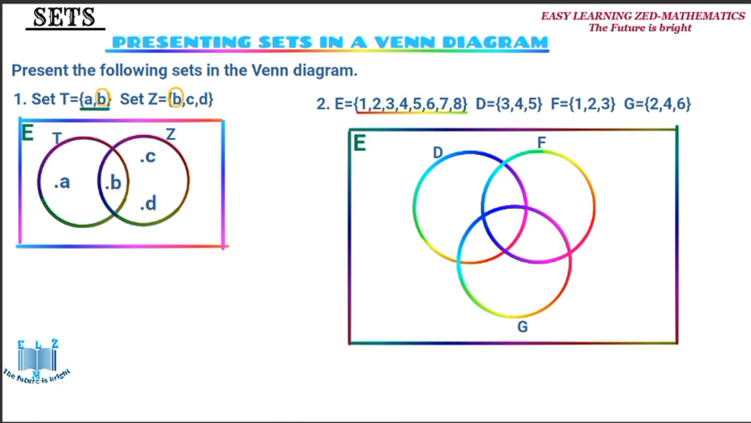Let's start with set D, where we start with 3. 3 is in set D. Is 3 in set F? Yes, it's there. Is 3 in set G? Yes, it's there. Now I can see that 3 is the only member that is found in all 3 sets. So what I'm going to do is look for the area where all the sets are overlapping.